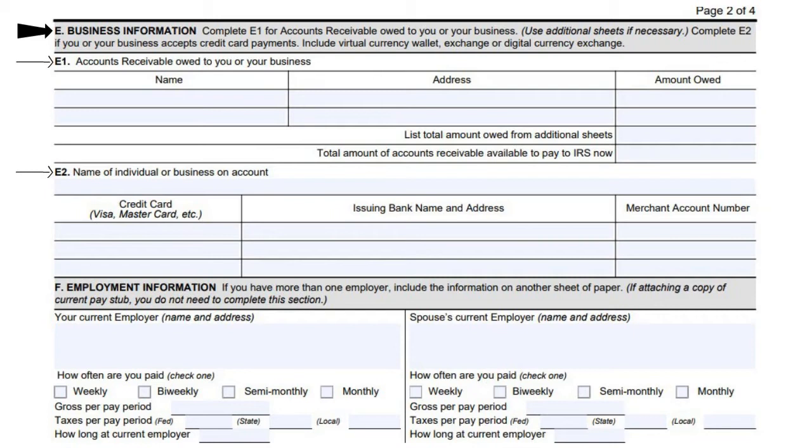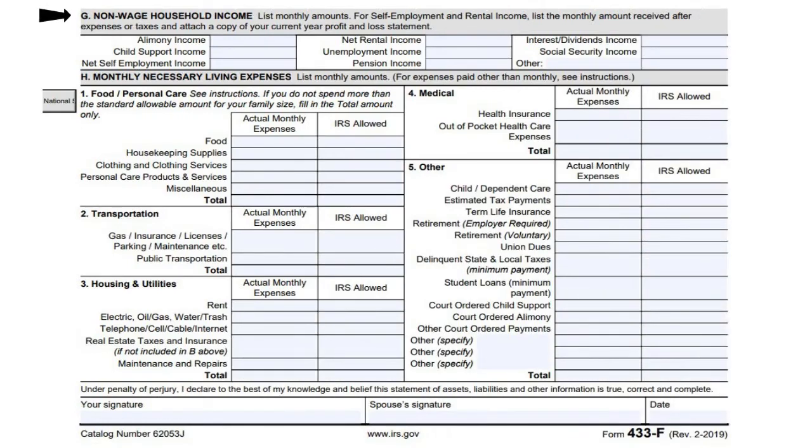So that's line E. Line F, you have employment information. So if you have more than one employer, you want to include the information on another sheet of paper. Again, here I'm just showing you this Form 433F, how the form looks like. But if you have specific questions about your case, let us know. And so when we talk about employment information, again, we have to be granular. So you have to provide weekly data or bi-weekly data or semi-monthly data or monthly data when it comes to your income. And so line G here, we have a non-wage household income.